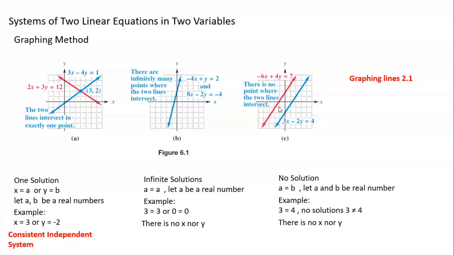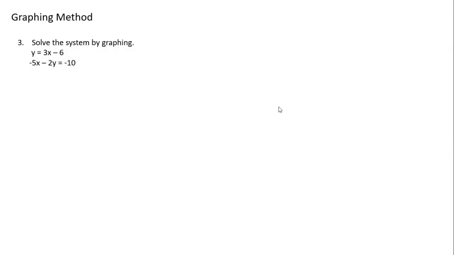So the first one, when we have one solution, the book calls this a consistent independent system. When we have an infinite number of solutions, we call this a consistent dependent system. And when we have no solution, we call this an inconsistent system. Now, let's practice one of the methods to solve a system.